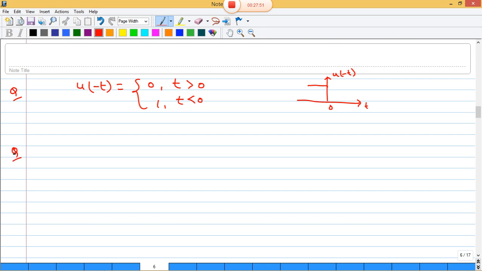Now just draw one question here: x of t into u of 1 minus t. Just draw it. If x of t is given, it looks like this. This is x of t, and here minus 1, 0, 1, 2. And here 1, and this is 2.